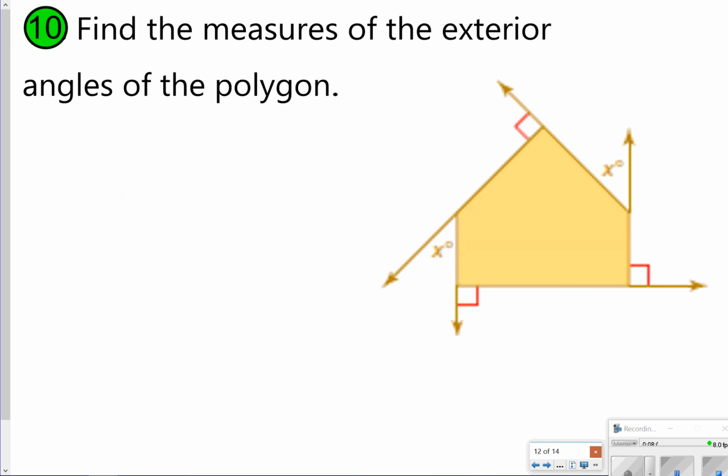The last one is pretty simple. Find the measures of the exterior angles of the polygons. This one essentially you're just needing to solve for x because the other three are given to you. Let's go ahead and pause the video for number 10, try it, and once you're done, click play to check your work.